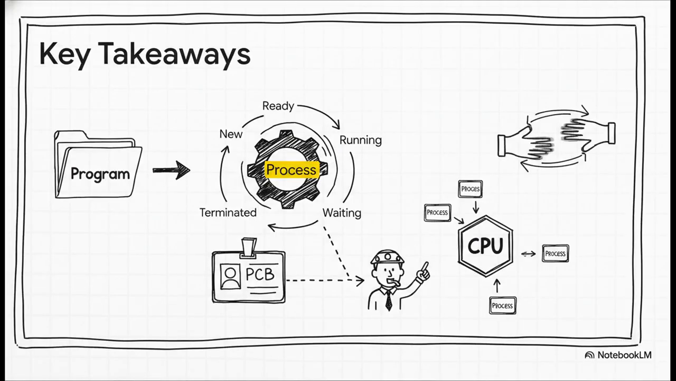Okay, so let's do a quick recap of the whole magic trick. We start with a passive program file, which becomes an active process. That process moves through 5 different states on its journey. The OS tracks every single one using that all-important ID card, the PCB. Schedulers are the traffic cops, deciding who gets to use the CPU. And the context switch? That's the lightning-fast move that creates the illusion of multitasking.